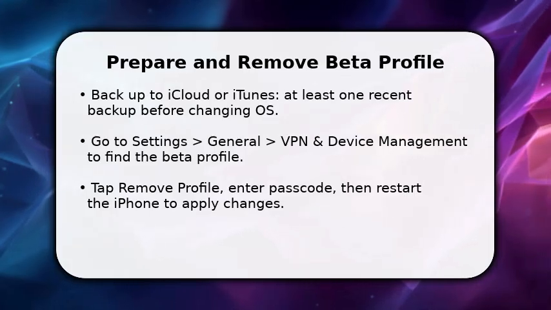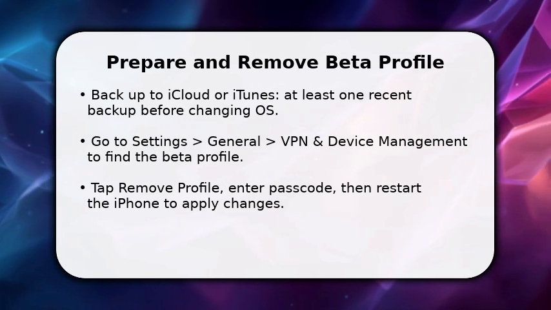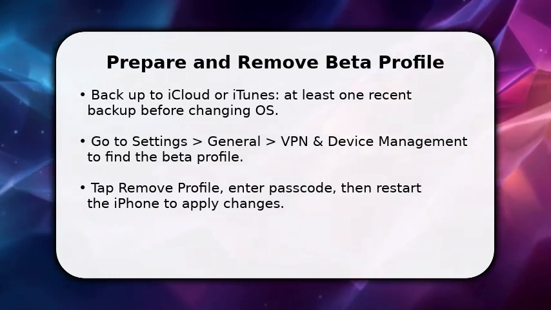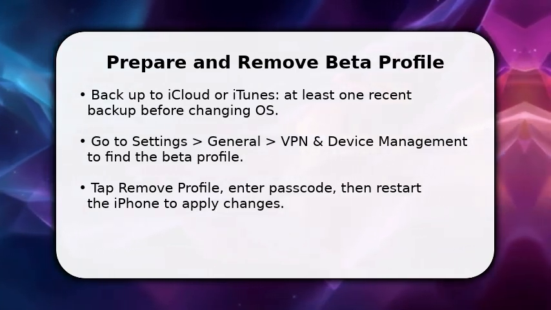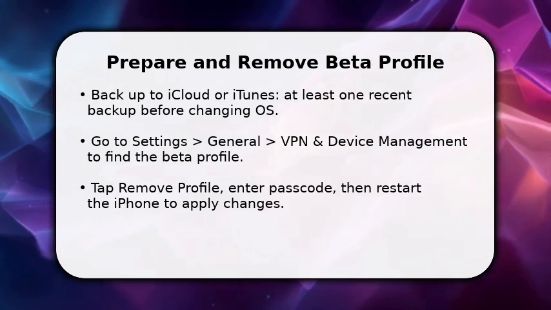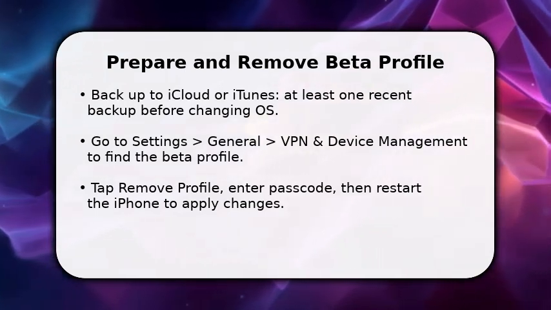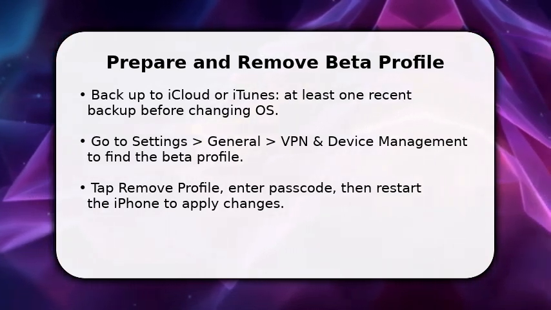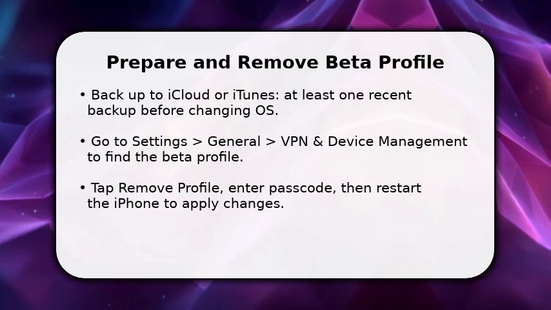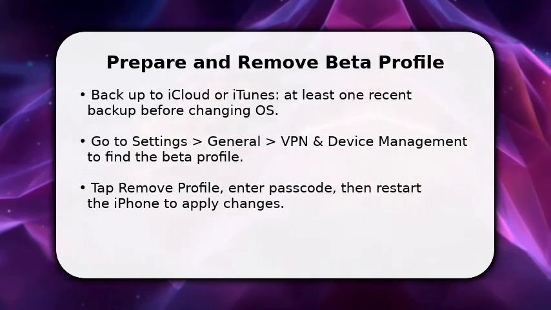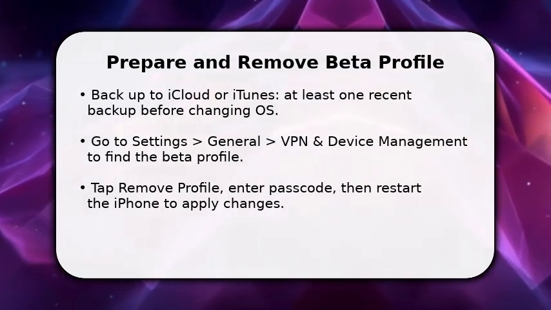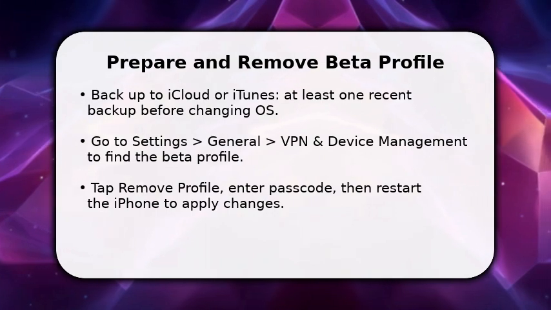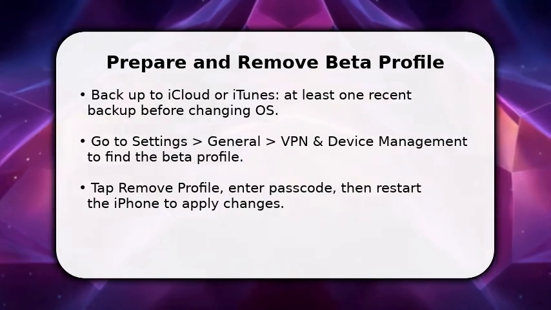You start by backing up immediately because you may need to restore data later. Once done, open Settings and navigate to General, then VPN and Device Management to locate the iOS 16 beta profile. You must tap Remove Profile, confirm with your device passcode, and then restart the phone. This deregisters you from future beta updates. Make sure to keep the device charged while it restarts so the change completes without interruption.